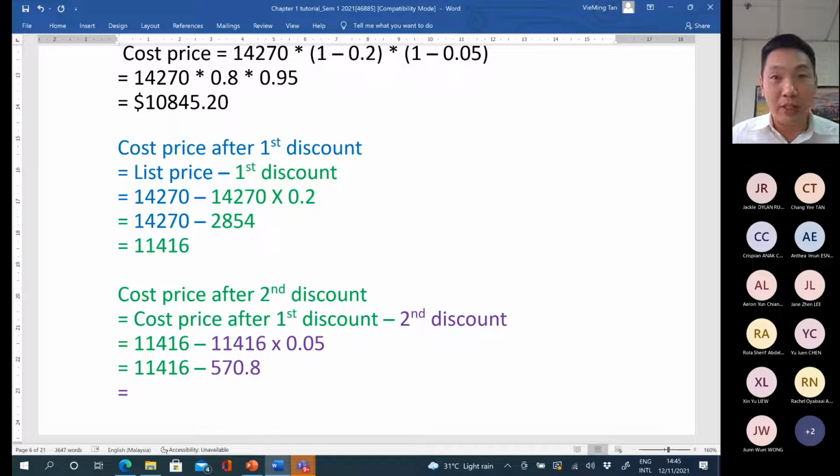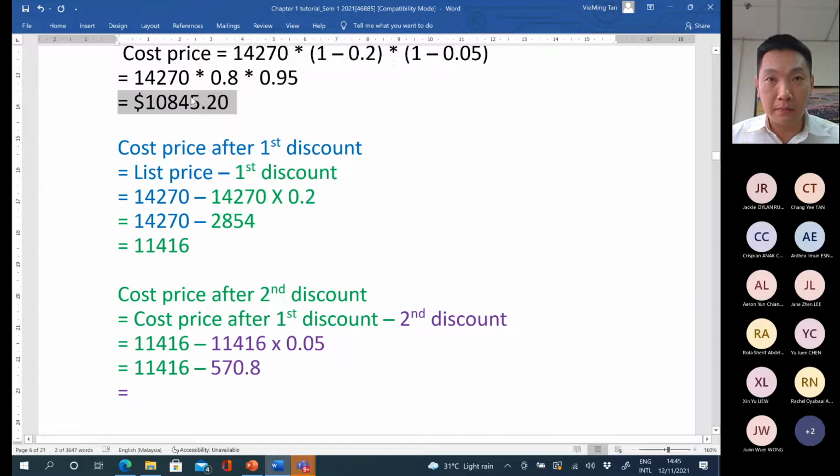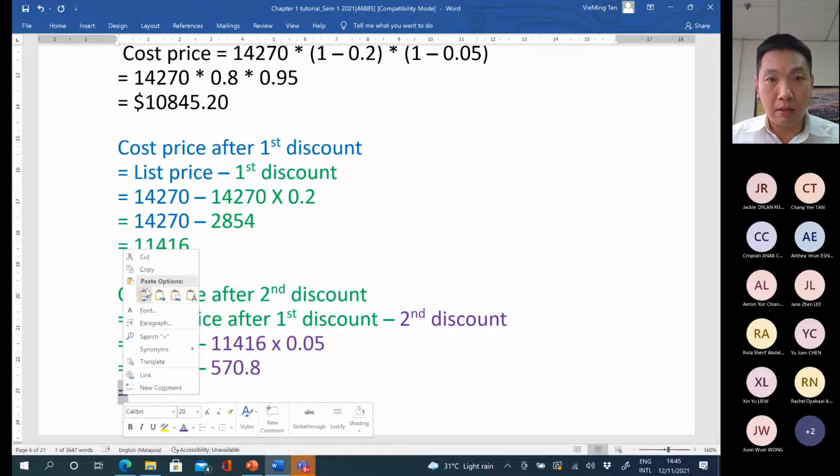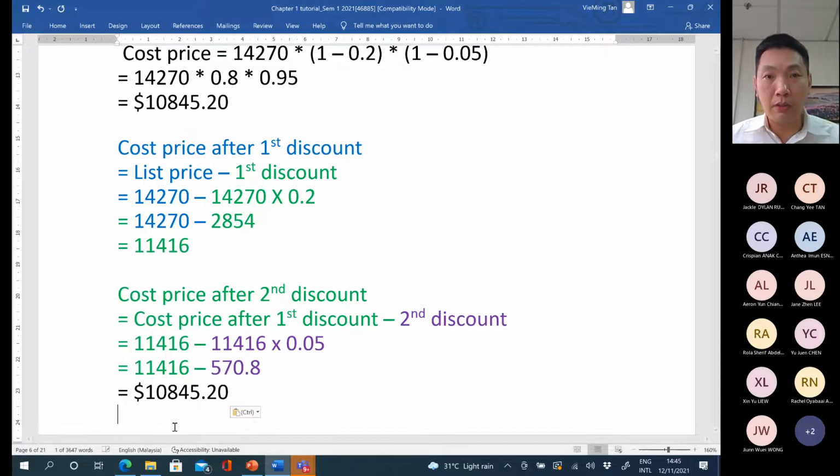Okay. So let us check your answer. We have to use the green number minus the purple number. So you should be able to get this value. Right. Okay. So you should be able to get the same number.